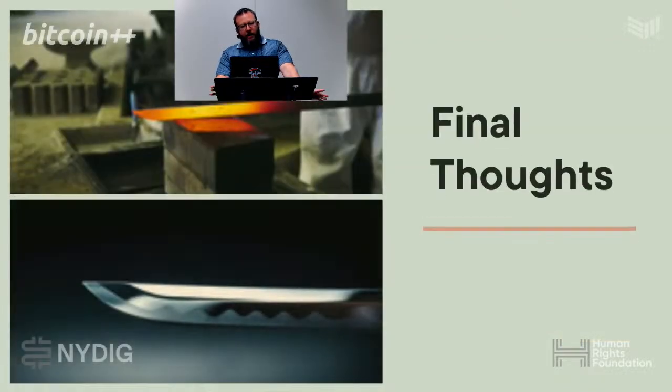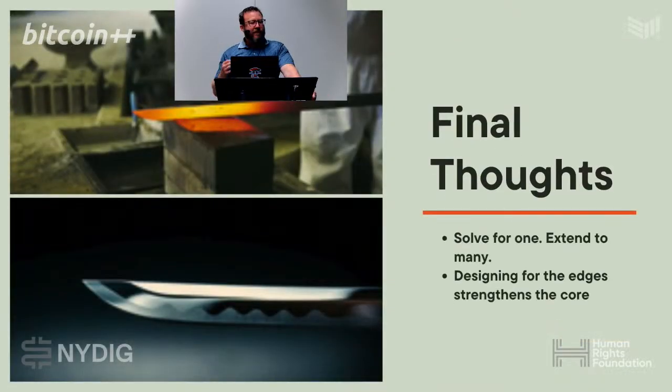So some final thoughts here. Keep it simple. A couple of quick slogans we can remember. Solve for one, extend to many. Another one is designing for the edges strengthens the core. So if we're thinking about these edge use cases in advance and we're designing for these most constrained use cases, we're probably going to surface a lot of issues that wouldn't have been uncovered otherwise, that often can hinder average users.